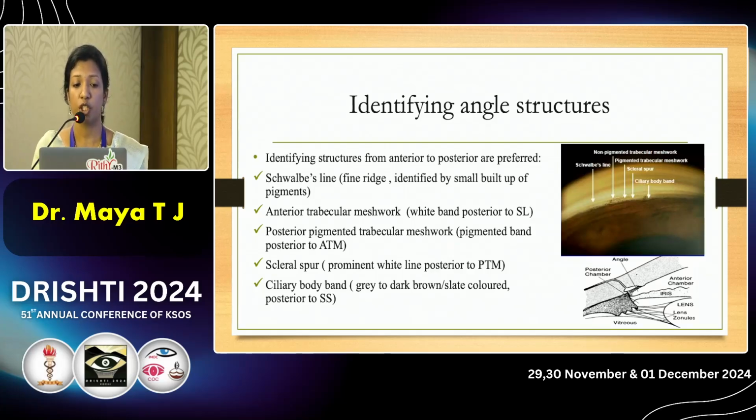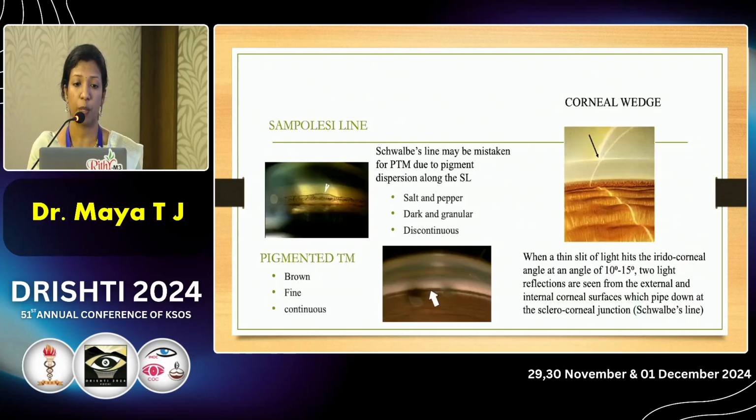Then comes the posterior pigmented trabecular meshwork, which is a pigmented band posterior to the anterior trabecular meshwork. Then the scleral spur appears as a prominent white line posterior to the posterior trabecular meshwork. Ciliary body appears as a grey to dark brown or slate colored band posterior to the scleral spur.